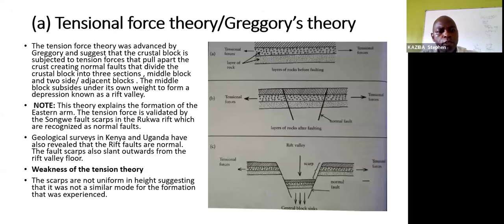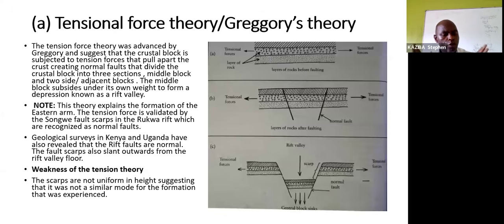Then after explaining that theory, try to criticize it, try to support it by saying that geological surveys in Kenya and Uganda have also revealed that rift faults are normal. Because they are slanting in a V shape, the surveys that have been carried out portray the V shape of the Rift Valley. So that shows that the Rift Valley was formed as a result of tensional forces.